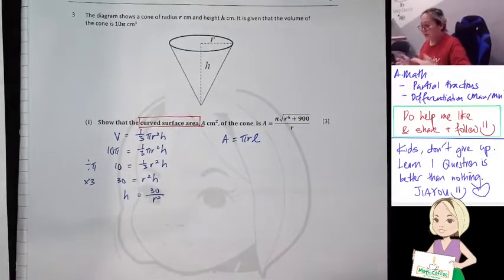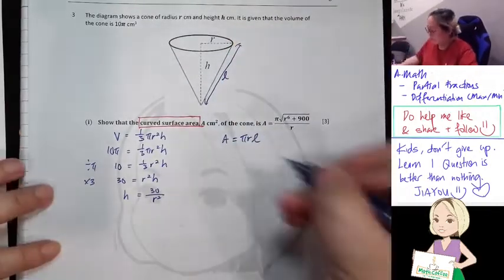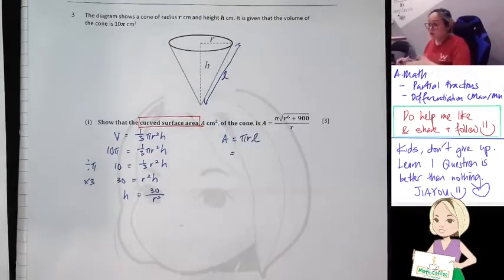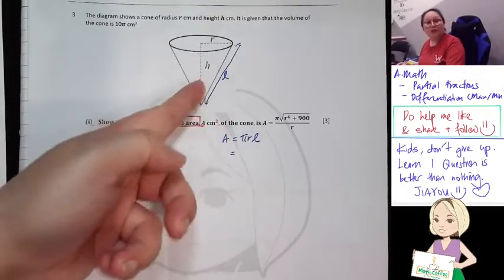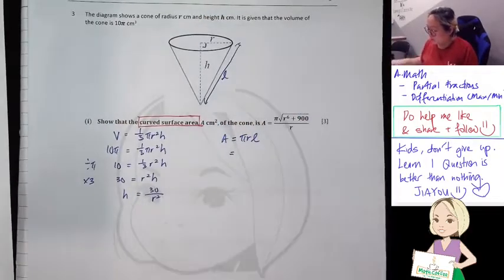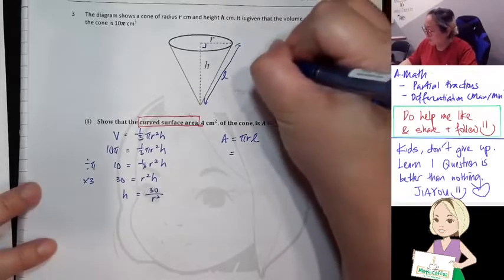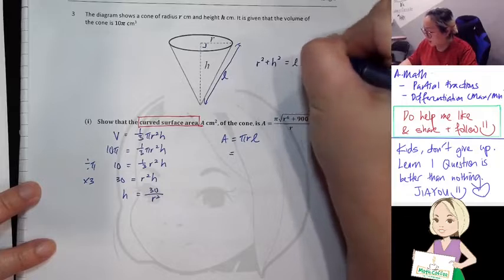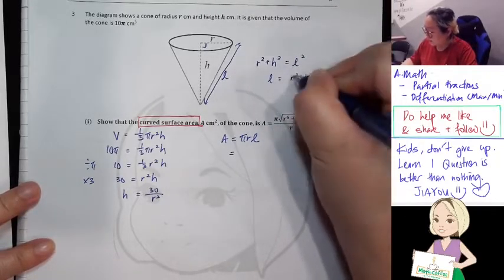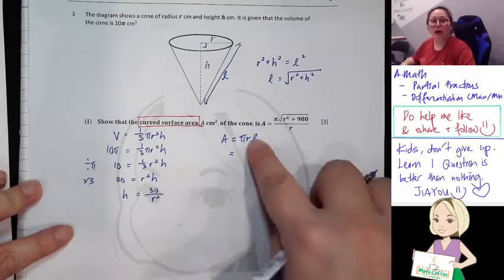Okay? And what is the L? L is this part. L is the slant height. So my pi r L, my L in this case, how am I going to put my L in terms of r and h? This is a right angle triangle. So I'm going to form the Pythagoras Theorem. So it will be r squared plus h squared equals L squared. I'm going to make L the subject. So L equals the square root of r squared plus h squared. That's how I change my L to become r and h.